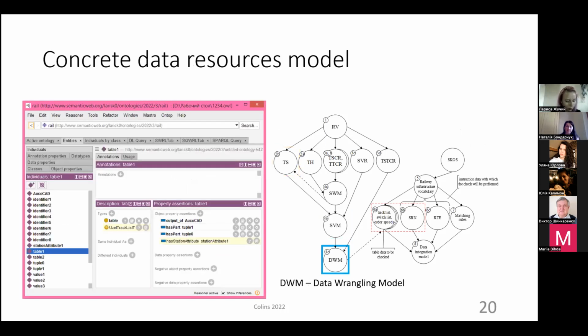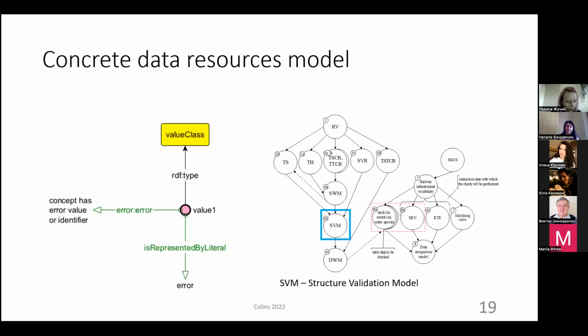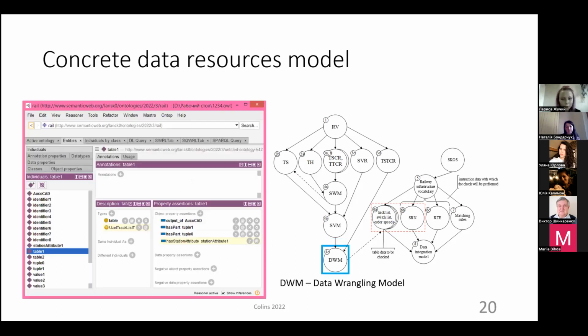In the ontology of the second level concretization resources model, data validation is performed. The structure validation model ontology of the concrete resources model is presented in the diagram of the procedure for forming modular railway infrastructure ontology. The rules for classifying tables by station are loaded in the ontology.